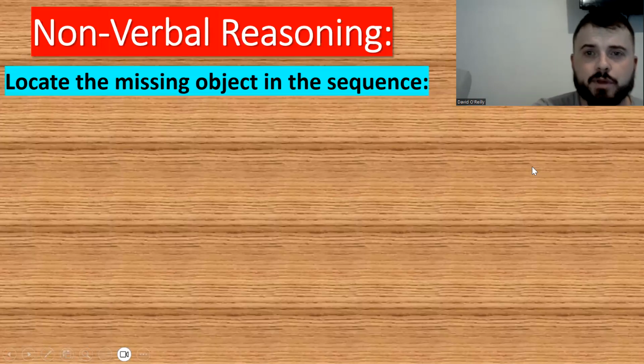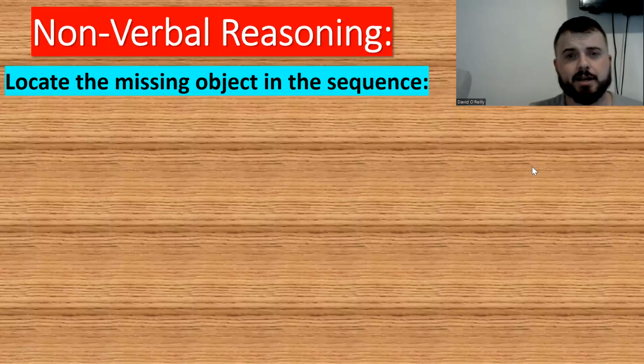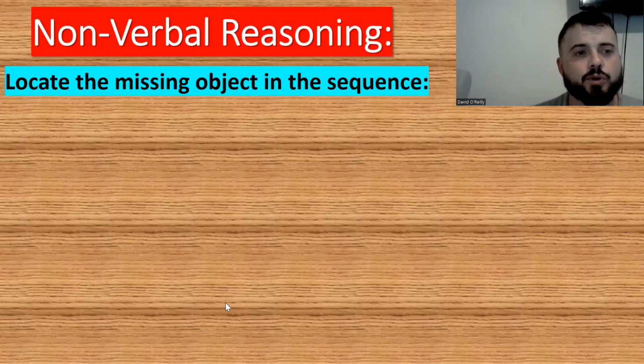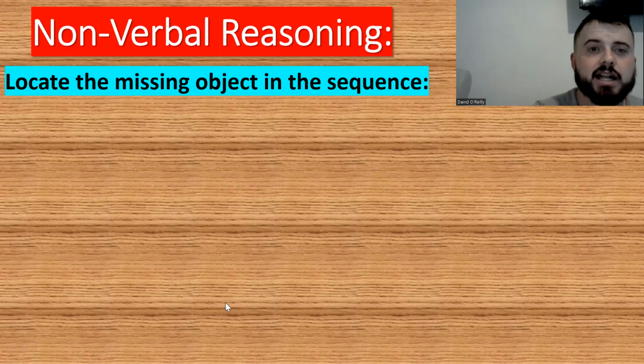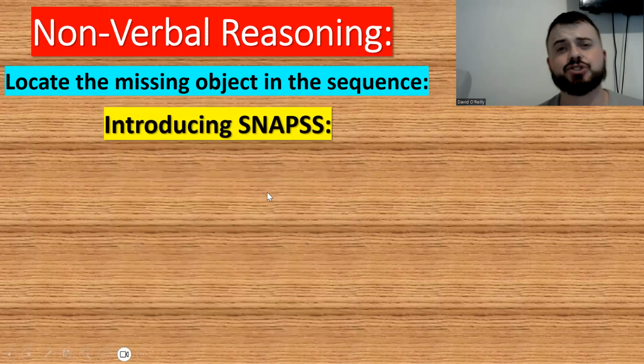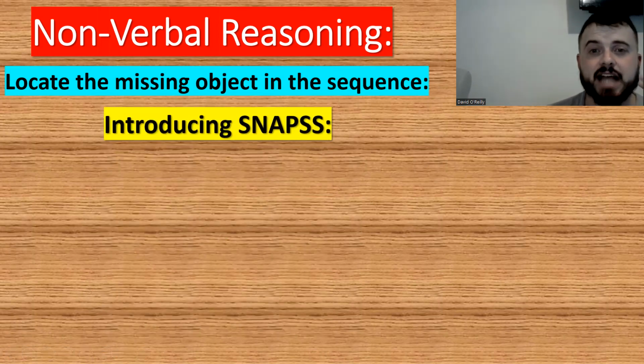All right, we're moving on now to non-verbal reasoning. Non-verbal reasoning, we are going to be looking at something called locate the missing object in the sequence, okay? But before we look at that, let me explain something to you called snaps. Let's introduce snaps. Snaps is very important.